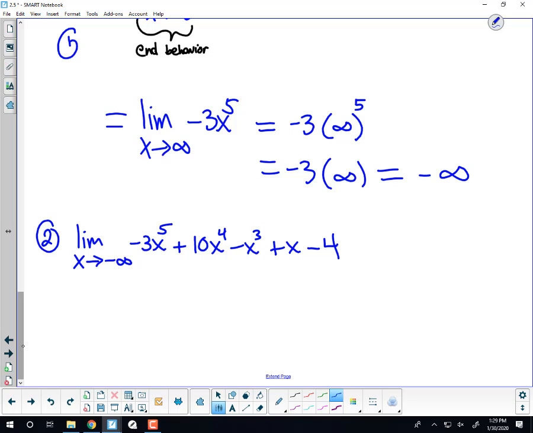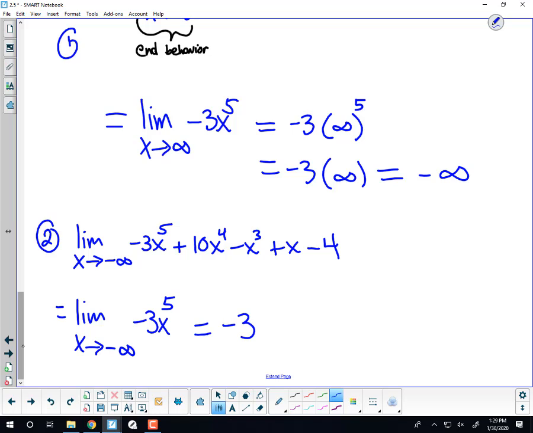Same question, what's the end behavior? But this time, what's the end behavior on the far left of this function here? Well, that's equivalent to the limit as x approaches negative infinity on negative 3x to the fifth, the leading term again.